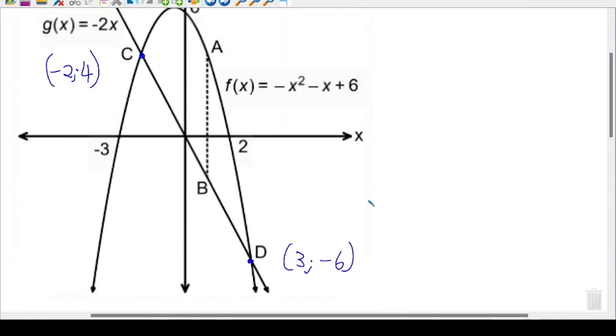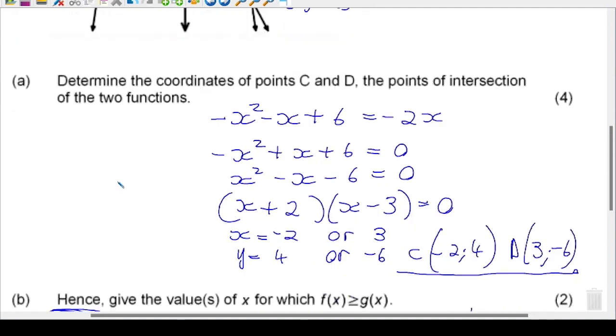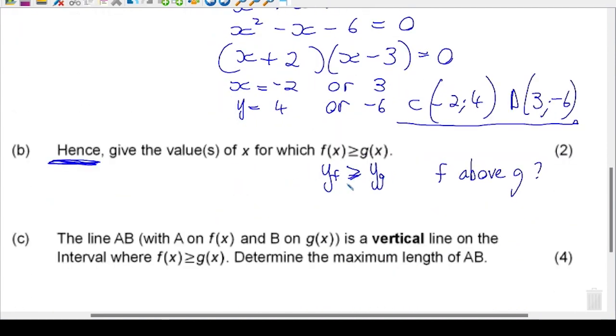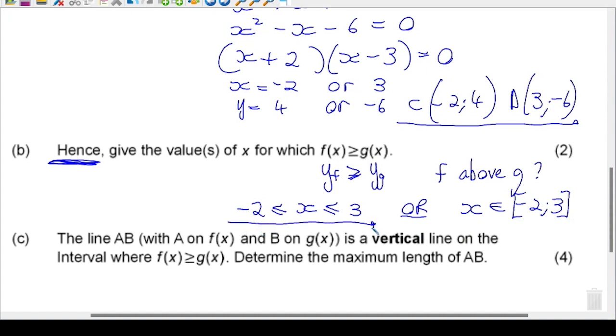So if we look at the picture here, we can see that the parabola f is above the straight line from -2 up to 3. So that's going to be our answer, from -2 up to 3. Notice it actually says above or equal to, so in other words, we can include -2 and 3. If we chose to write it with interval notation, and we don't need to, we would use square brackets, because we can include those endpoints.